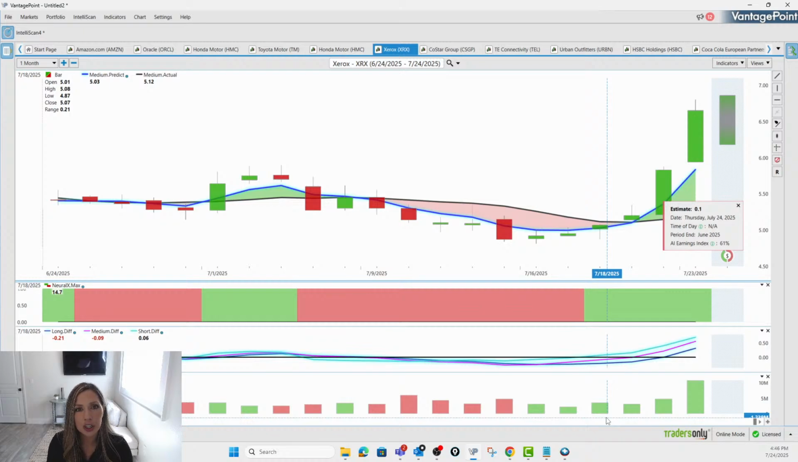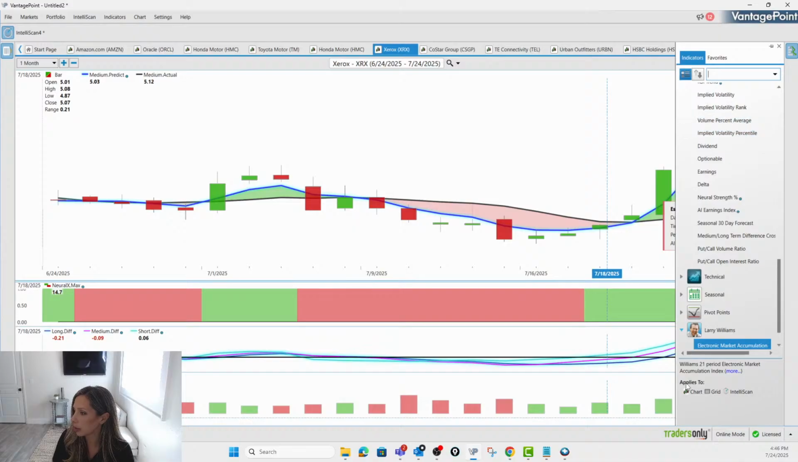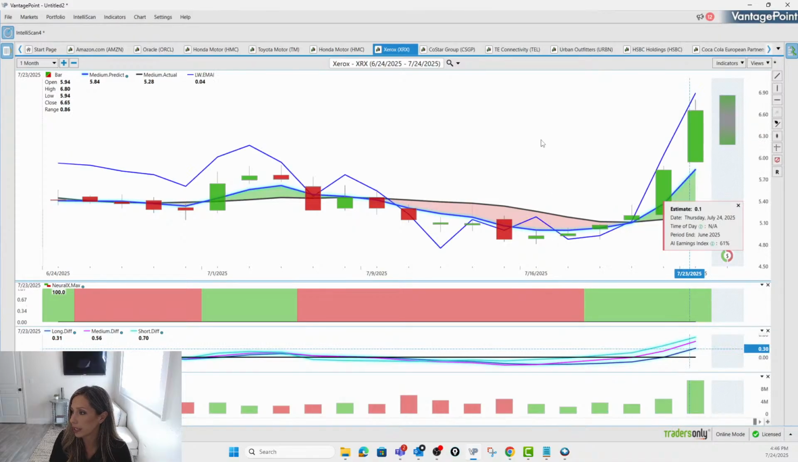And someone had mentioned it earlier in the chat. So thank you for that, because when we have upcoming earnings, there's oftentimes this shift in volume that comes into the trend. And so let's add that electronic market accumulation index here so we can see what was happening, and back this out.